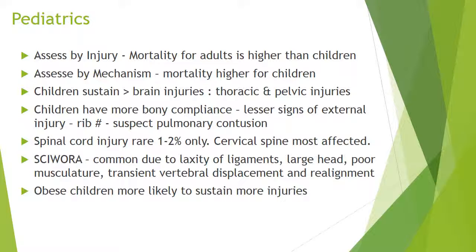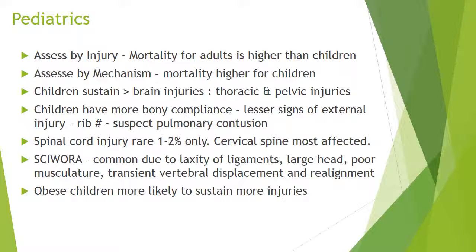If one assesses mortality by the injuries, the mortality of adults is higher than children if both sustain the same injuries. If one assesses mortality on the basis of the mechanism, the mortality for children is higher with the same mechanism of injuries. Children sustain more brain injuries than thoracic or pelvic injuries. Children have more bony compliance. Therefore, even though there is a fracture, there is very little sign of external injury. So one should always suspect pulmonary contusions when there are rib fractures.